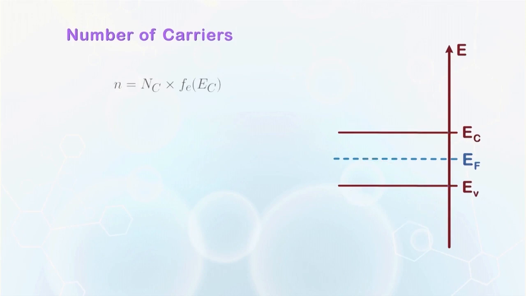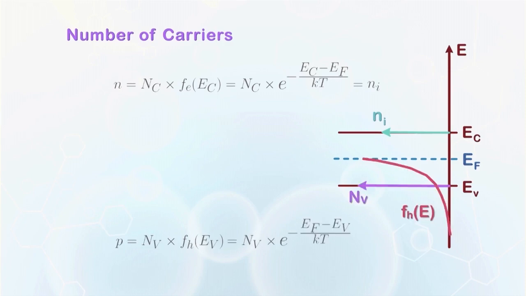In the conduction band, we have the number of electrons equal to Nc times e to the power negative Ec minus Ef over kT. We denote this number as Ni to indicate it is the intrinsic electron concentration. And in the valence band, we have the number of holes equal to Nv times e to the power of Ev minus Ef over kT. We denote this number as Pi to indicate it is the intrinsic hole concentration.